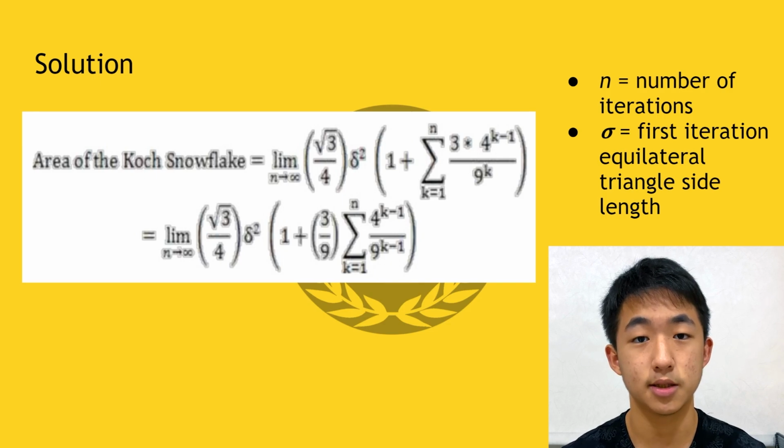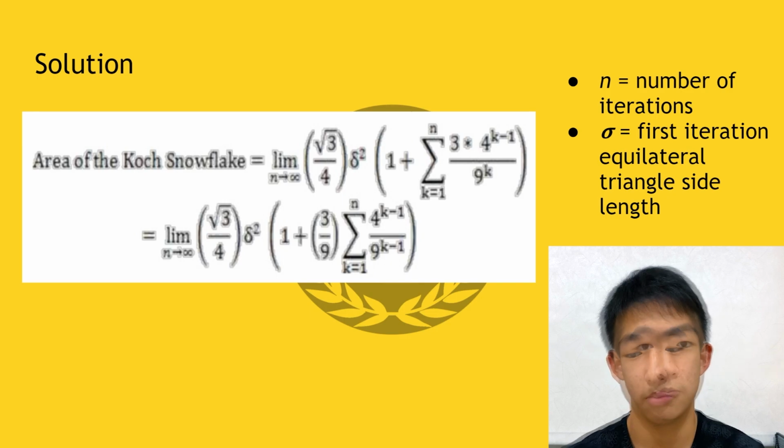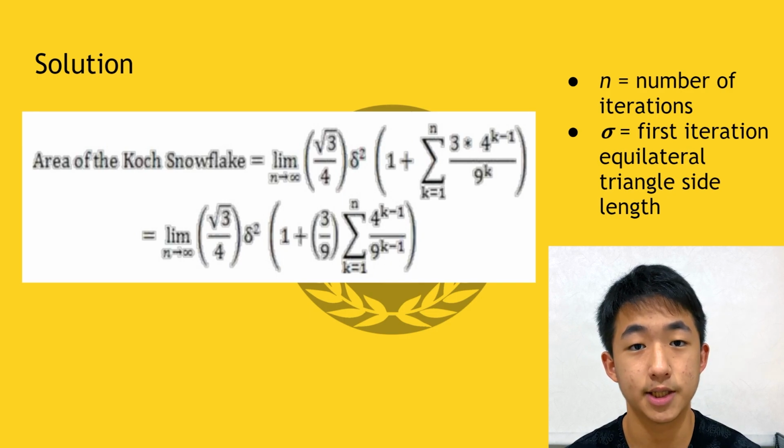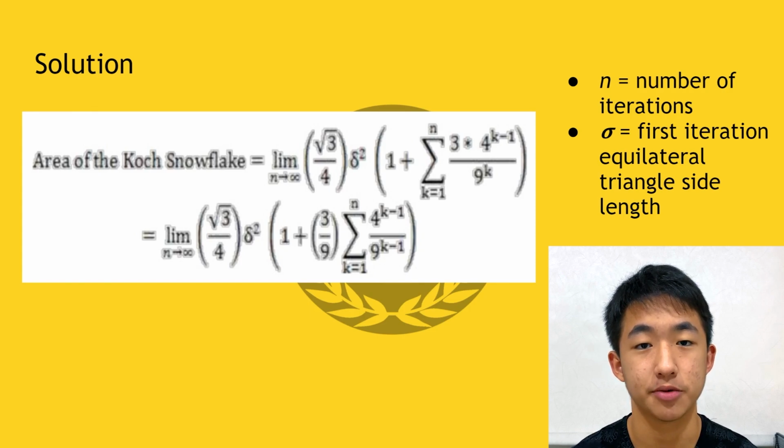The 1 represents the very first iteration of the Koch snowflake, while the infinite series that is added to it represents the other iterations. Now, when we simplify this, we get the term on the bottom. As you can see, now we have an infinite series with a common ratio of 4/9. Since the common ratio presented here is less than 1, we can use the infinite series sum formula to calculate the sum of this infinite series.